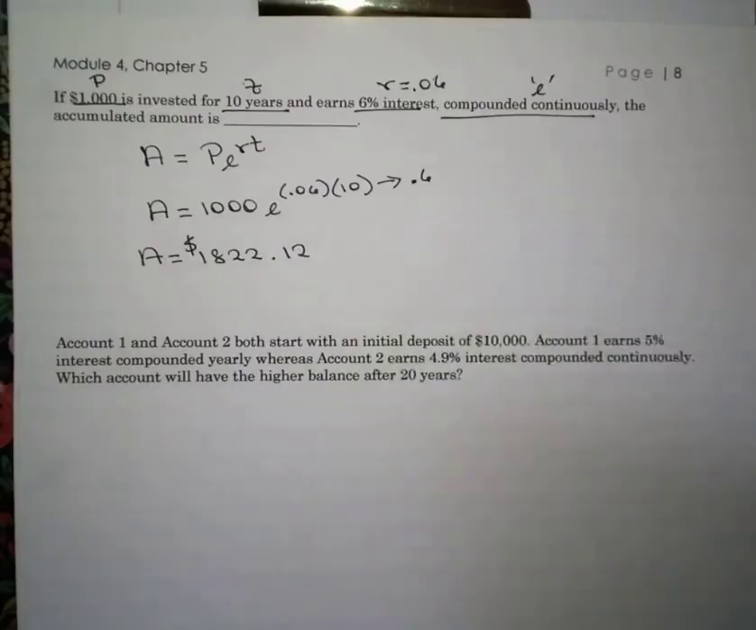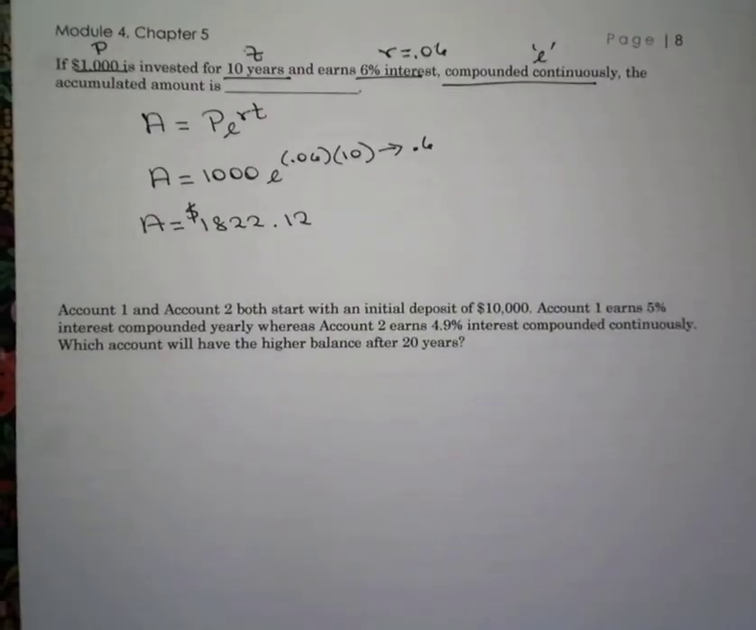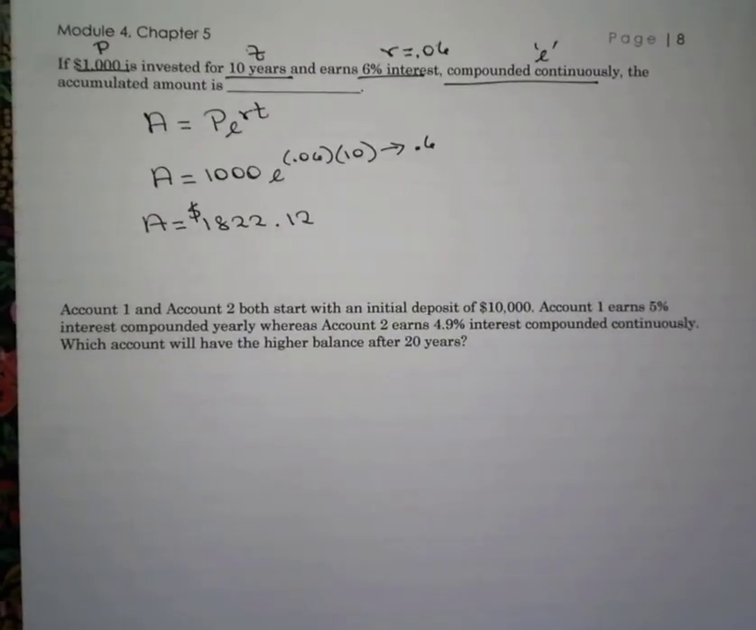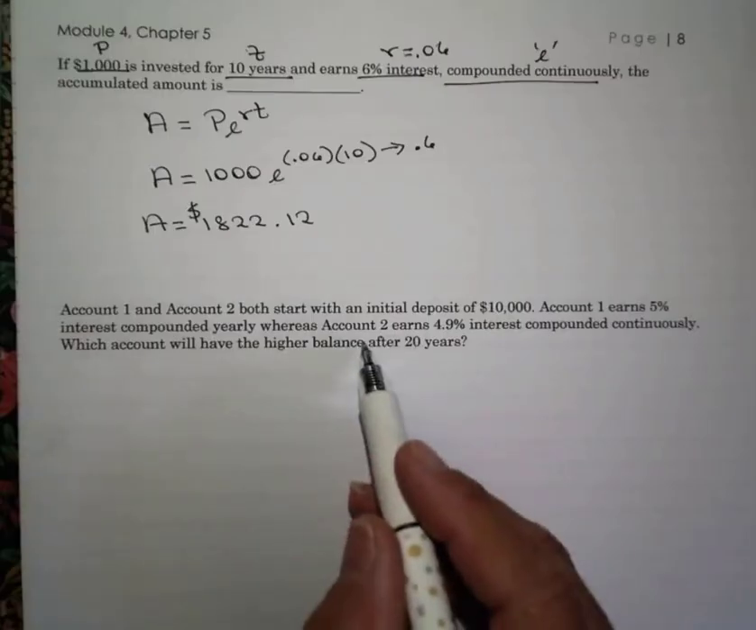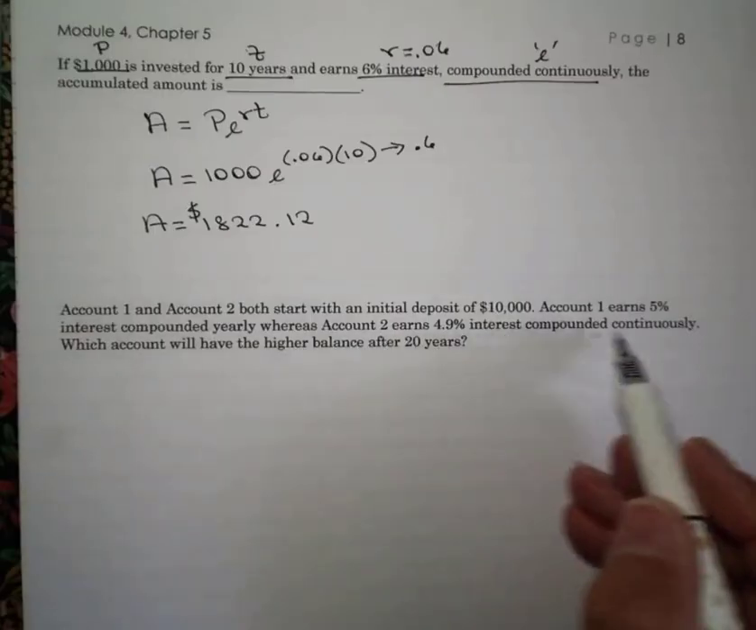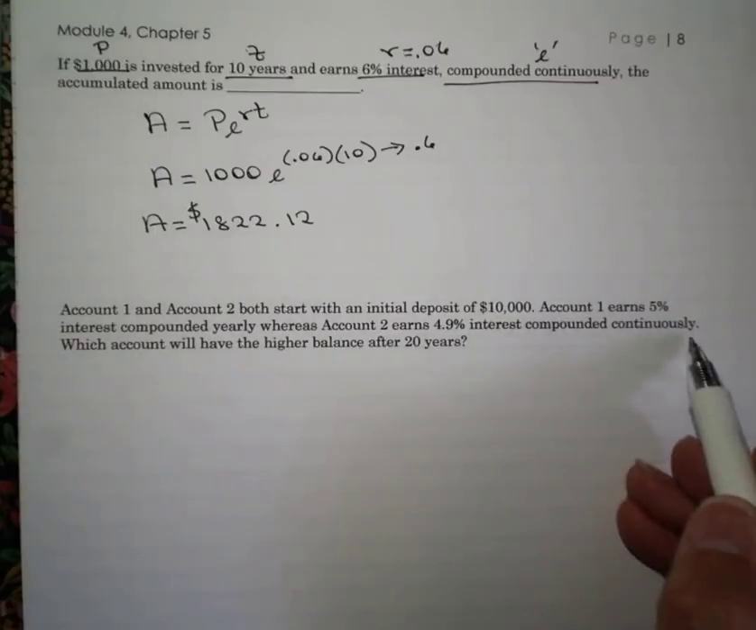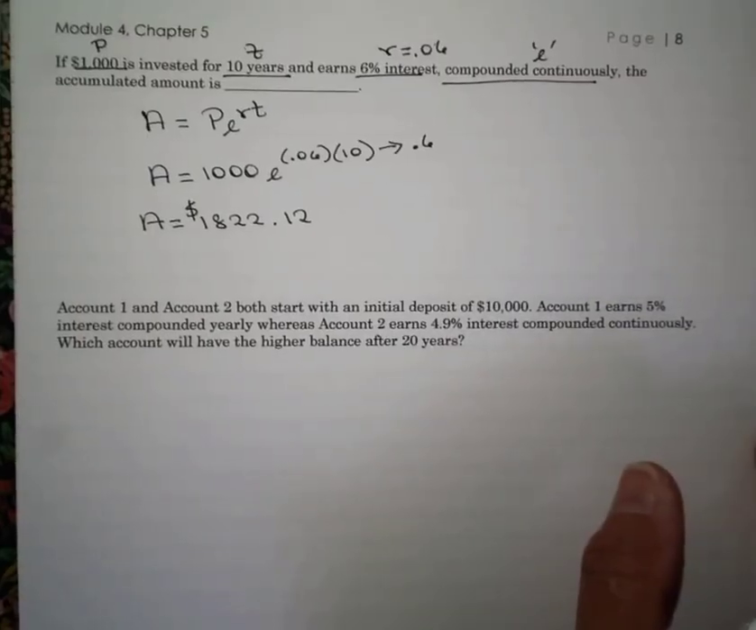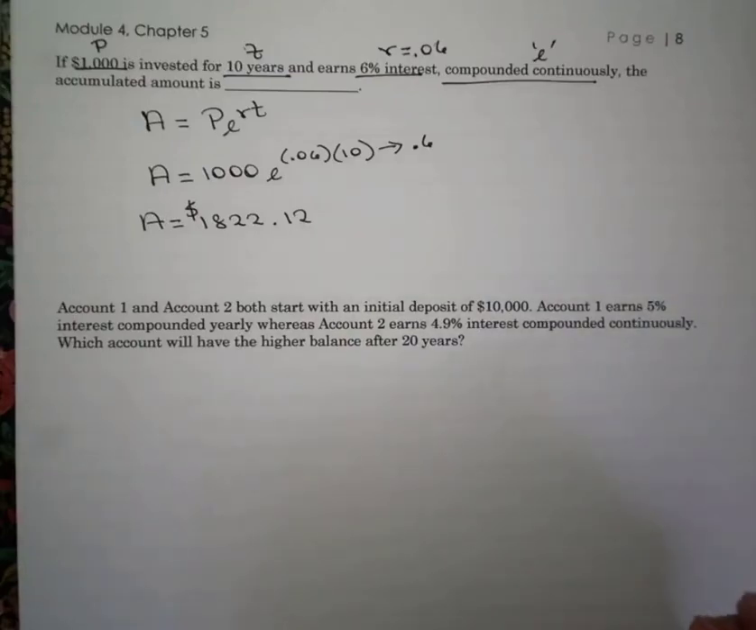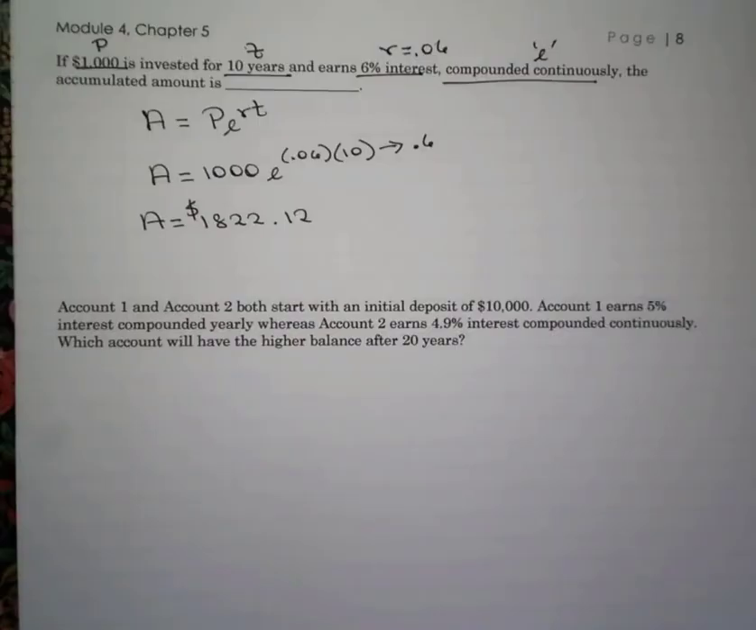Okay, next question. We have account 1 and account 2. They both start with an initial deposit of $10,000, and account 1 earns 5% compounded yearly, and account 2 earns 4.9% compounded continuously. So one of these is going to be our formula with compounded continuously, isn't it? And the other one is going to be compounded yearly. So we're going to use 2 different formulas with this one.